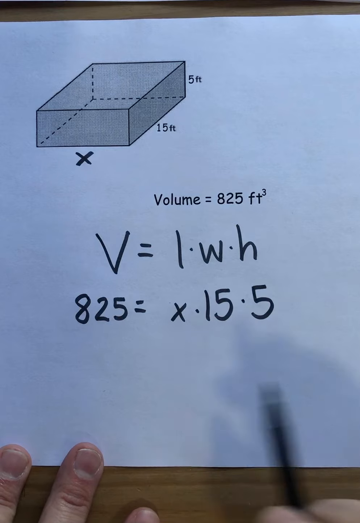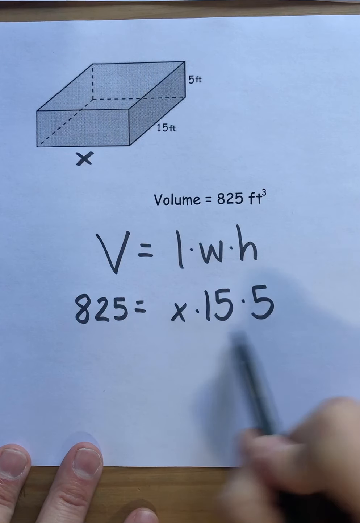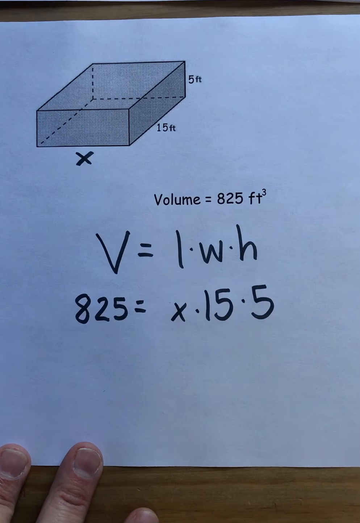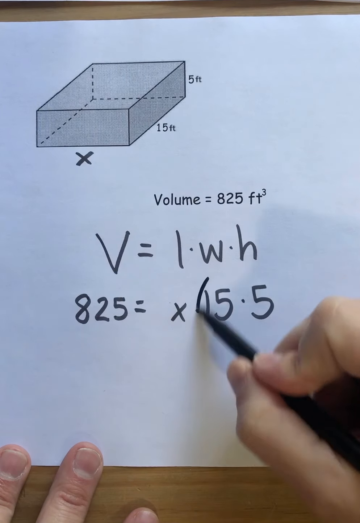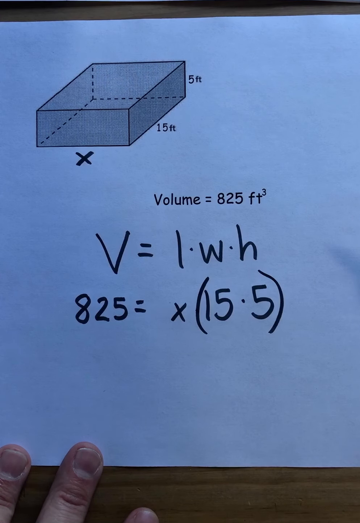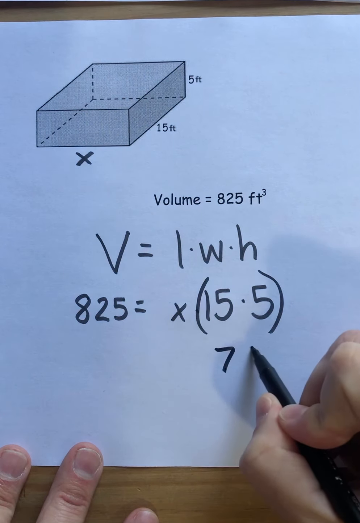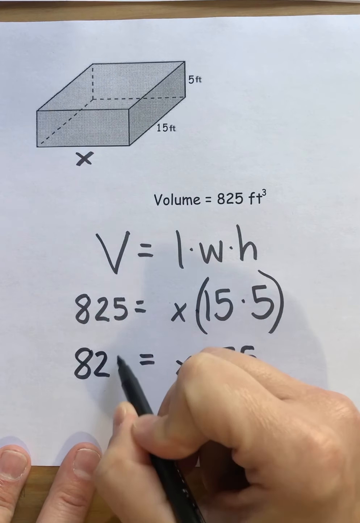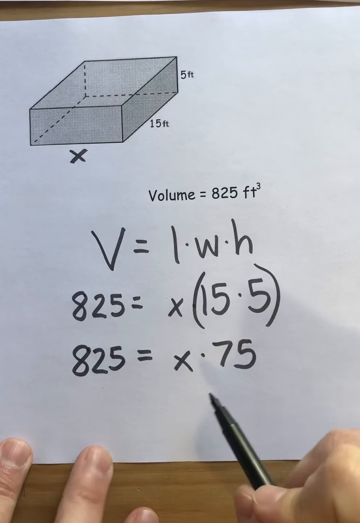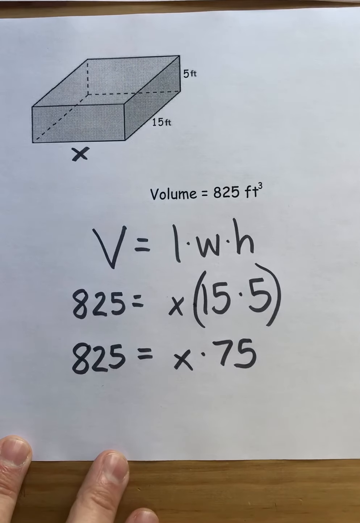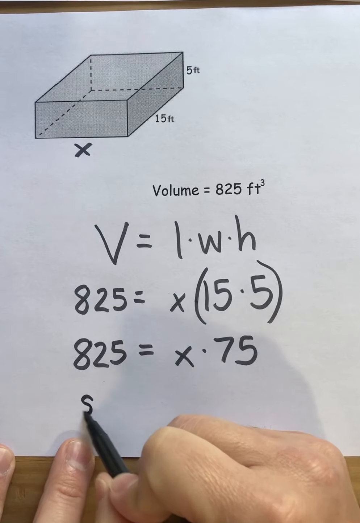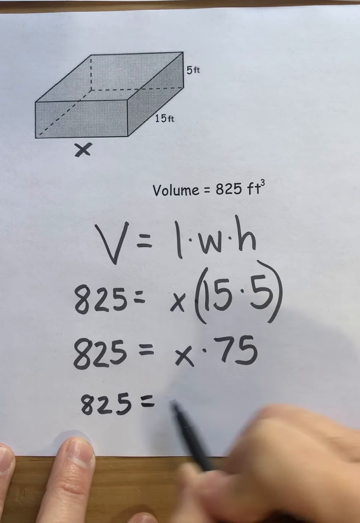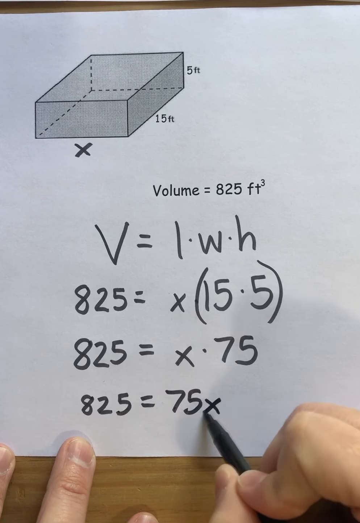Now, we know according to the order of operations, when we've got multiplication, we should go left to right, but we learned that the associative property lets us group these together in whatever order we like. So if we do that, we end up with x times 75 is equal to 825. And we obviously know that x times 75 can be written more efficiently. We can write this as 825 is equal to 75x.